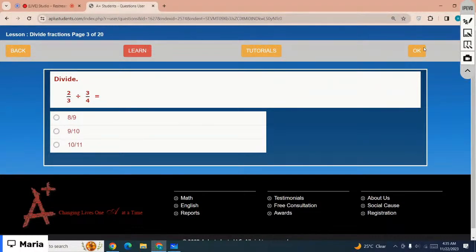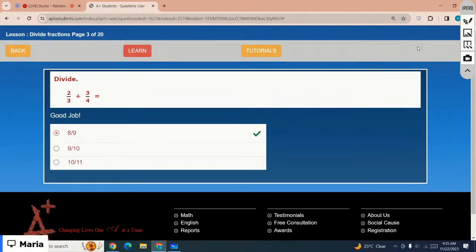2 over 3 divided by 3 over 4, which is the correct option? Yes, the correct option is 8 over 9. Option number 1 is the correct option.